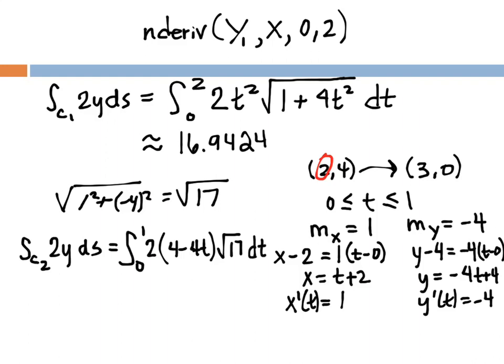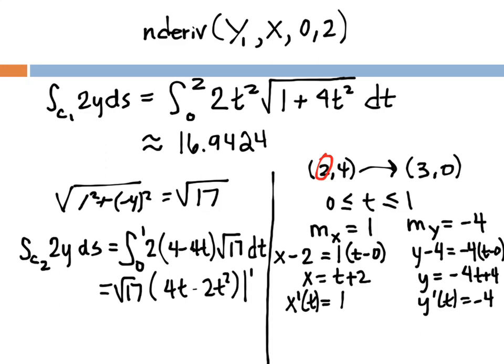And if you'd like, you can put the square root of 17 out there in front. This is the square root of 17, and then 4t minus 2t squared, evaluated at 1 down to 0. Of course, that means just pretty much evaluating at the value 1. So that gives me square root of 17 times 2. Does that look right? 4 minus 2.